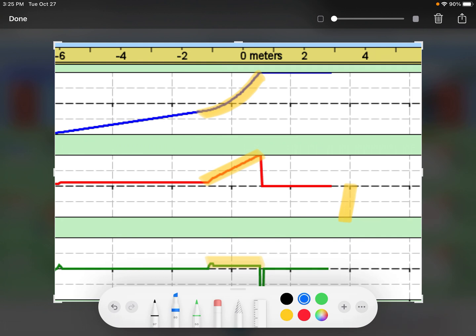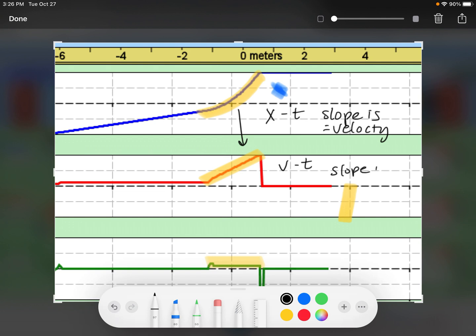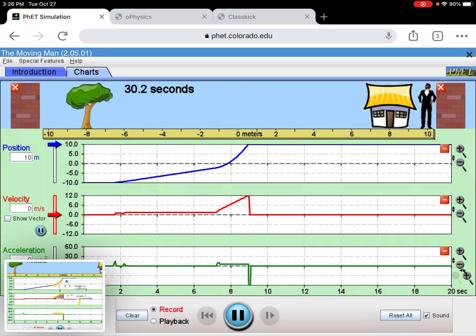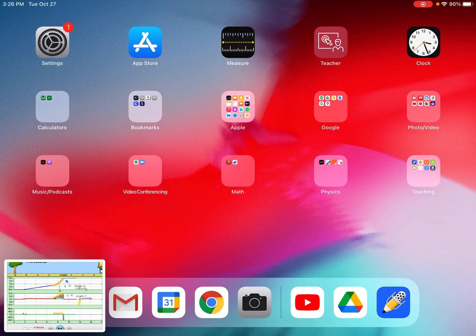The slope, so this is my position time graph, the slope of this graph is velocity. This is my velocity time graph, and the slope is acceleration. The other thing that's kind of neat about this is we'll see in a moment that the area under this velocity time graph is going to have meaning as well. So I encourage you to play with that simulation.